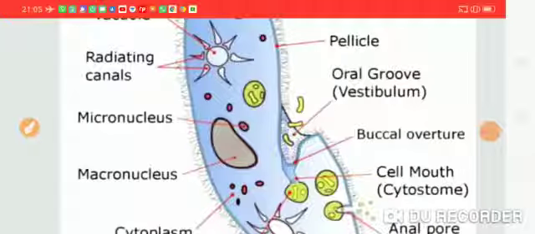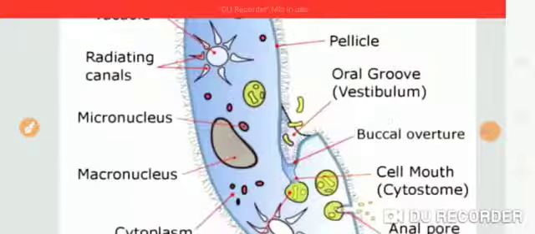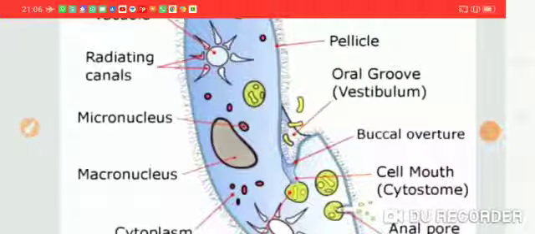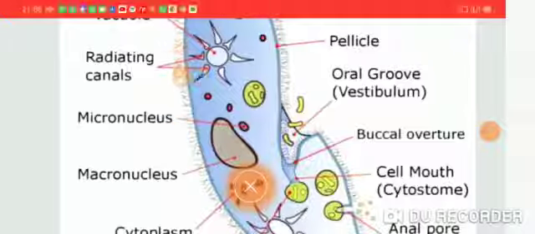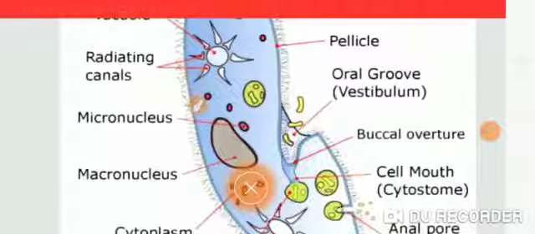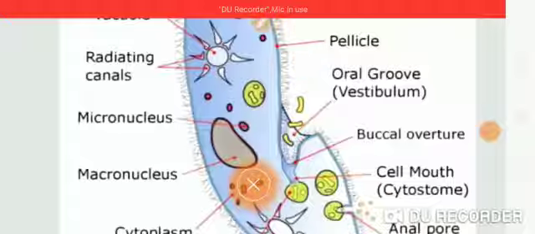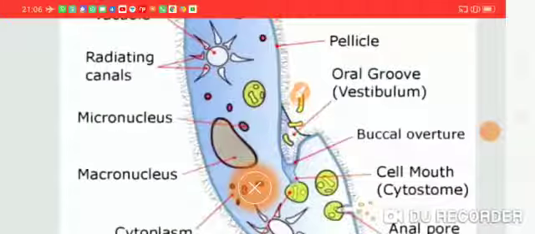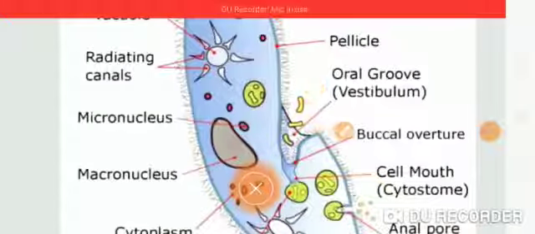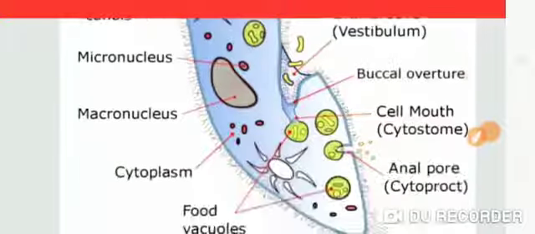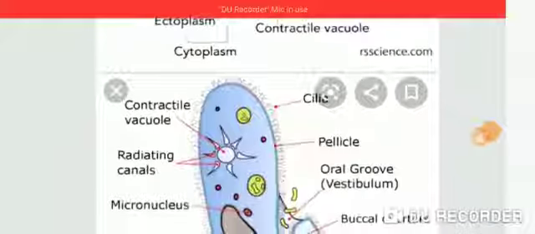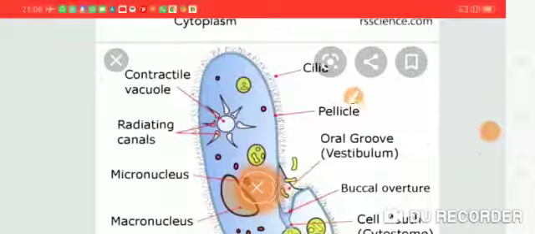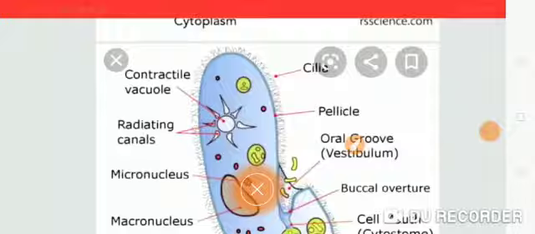Next one, this is also an aquatic animal like amoeba, means this animal is also found in water. The body of this animal, as you can see in this picture, is covered by small hair-like projections, and these small hair-like projections are called the cilia. What do we call these small hair-like projections? Here you can see, beta, these are the cilia.